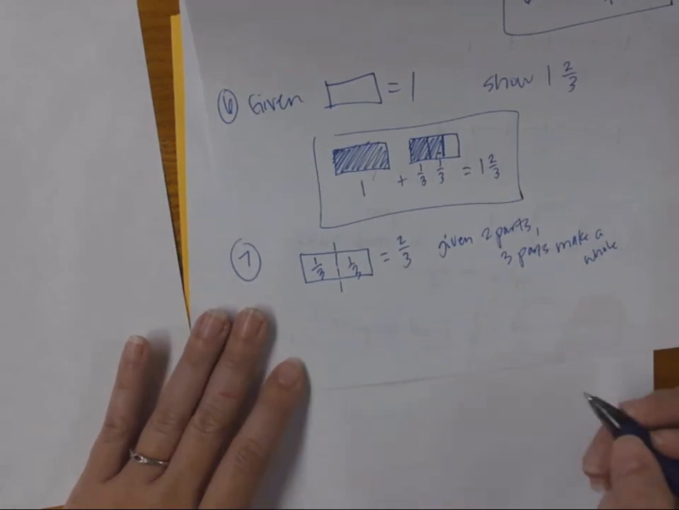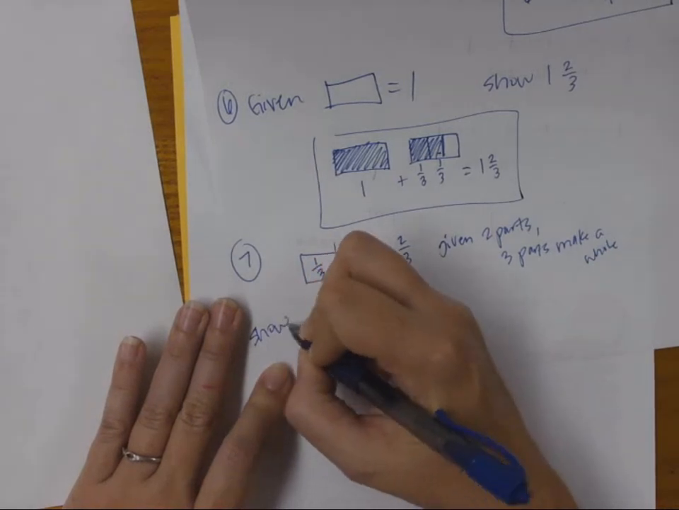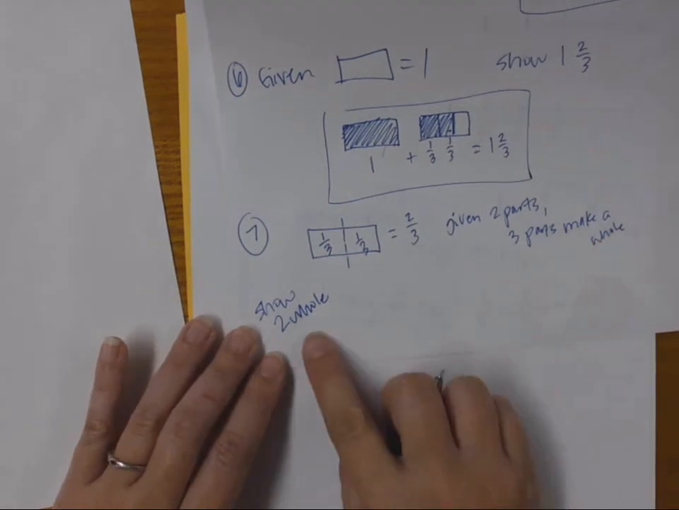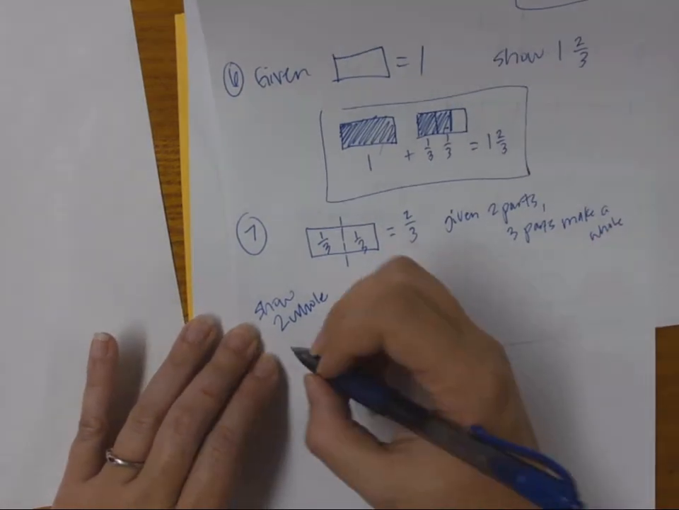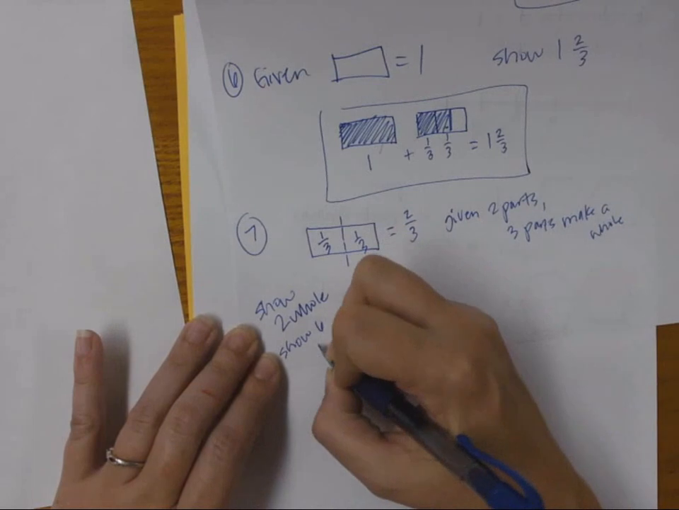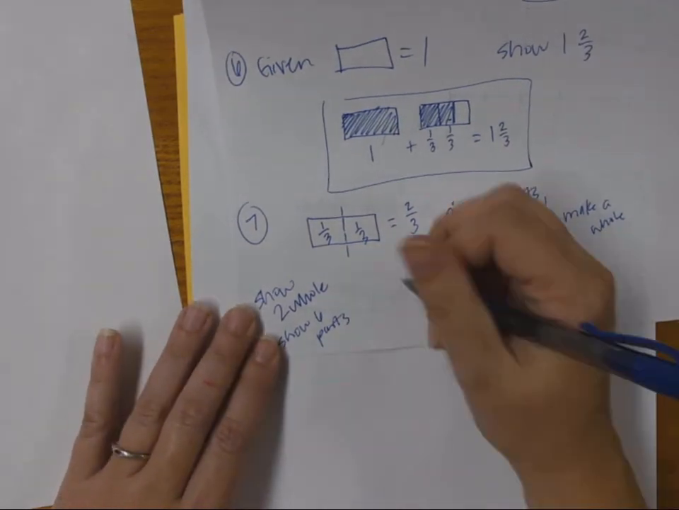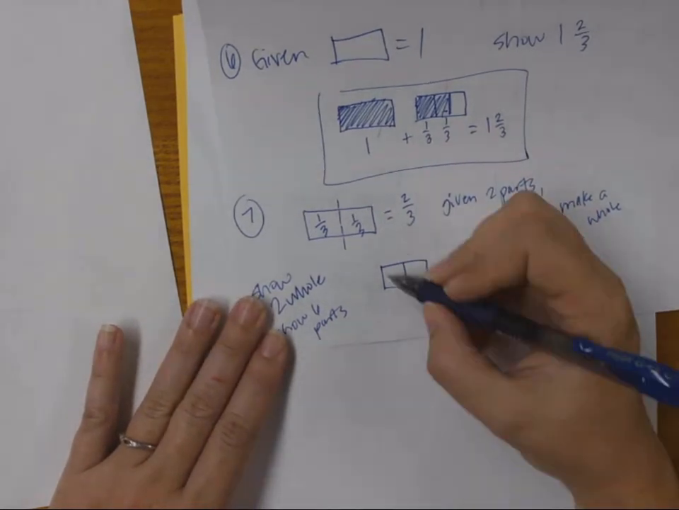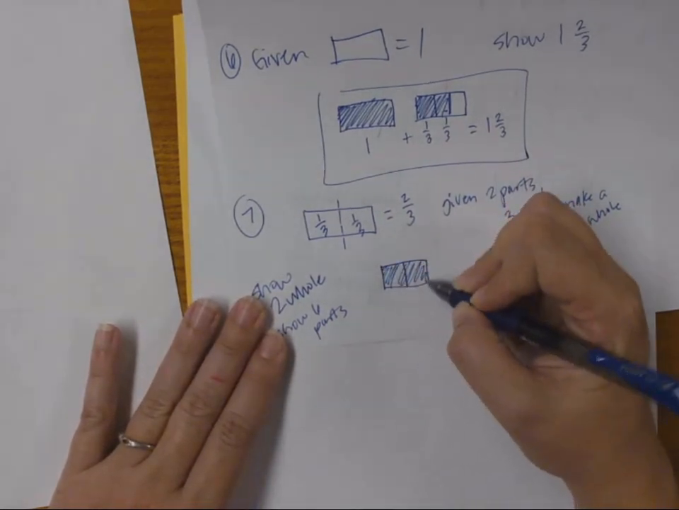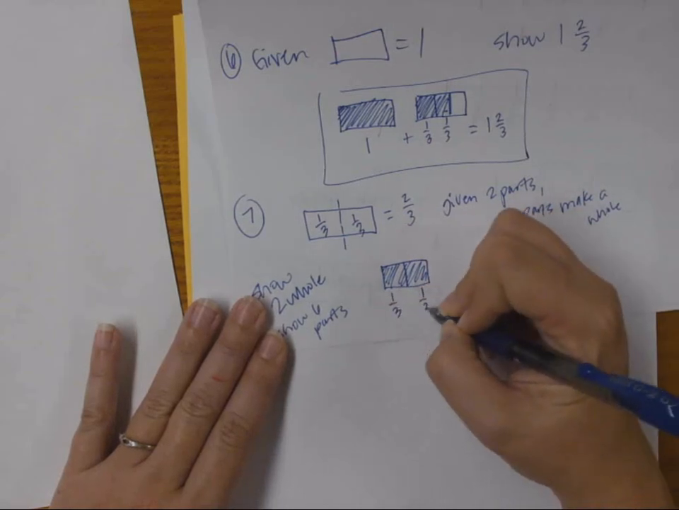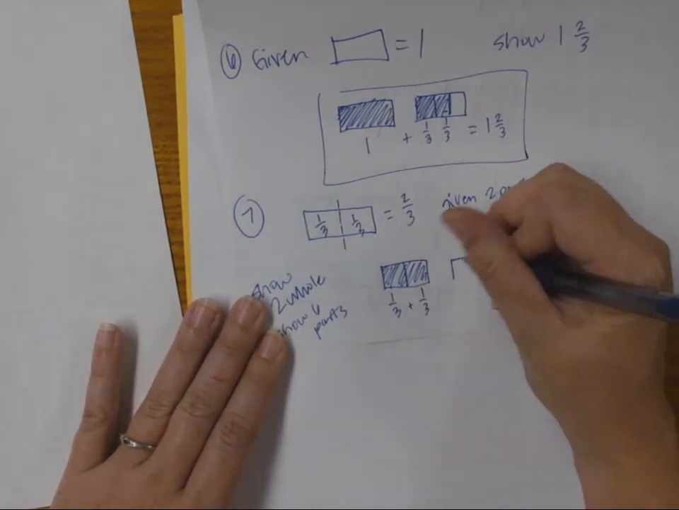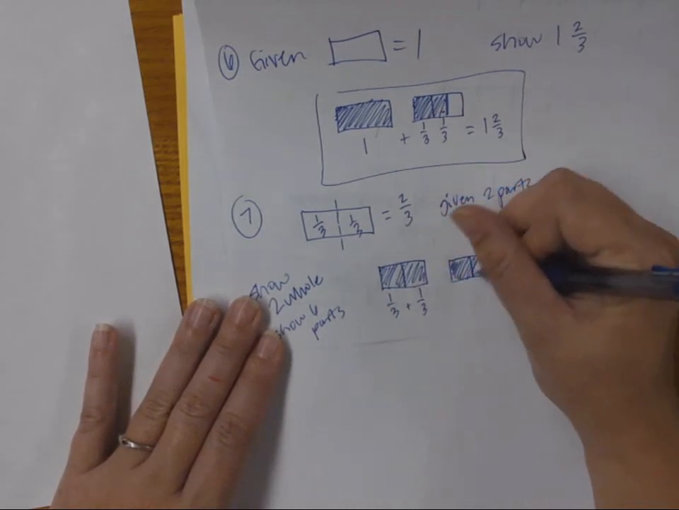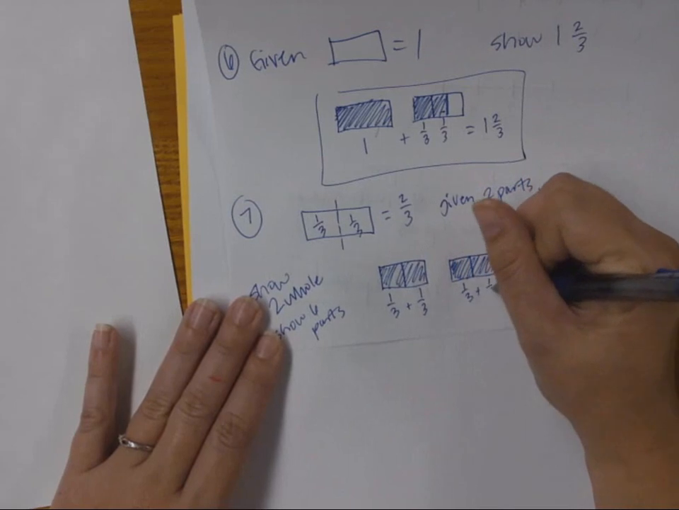So now, if I want to show two wholes, I have to think about it. If 3 parts make a whole, and I want to show 2 wholes, that means I need to show 6 parts. So there's my rectangle once. That's 2 parts when I shade it in, right? 1/3 and 1/3. Here's my, I said triangle, I meant rectangle, I'm sorry. Here's my rectangle again. Shade in the 2 parts. This one's 1/3 and 1/3.